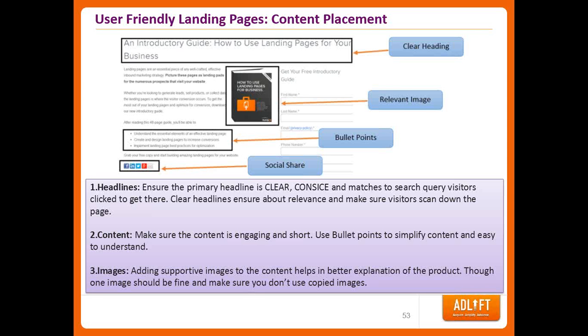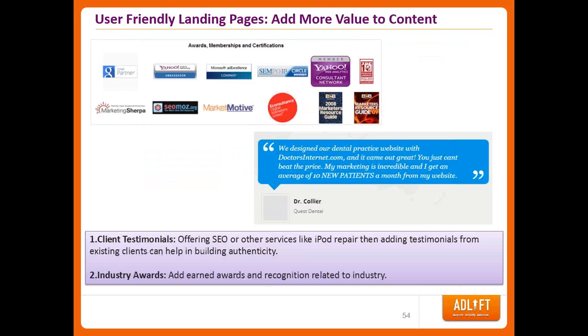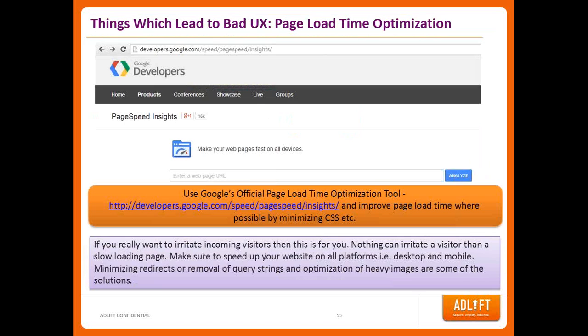Then the last one is social share buttons. Since the focus on social has been really increasing over the last few years, you need to make sure your website has those strong signals from social sites as well. And then you can add more value to your content. How can you add that? You can add client testimonials to your product pages. You can add awards you have earned in a particular industry. It's like adding more value to your landing pages.